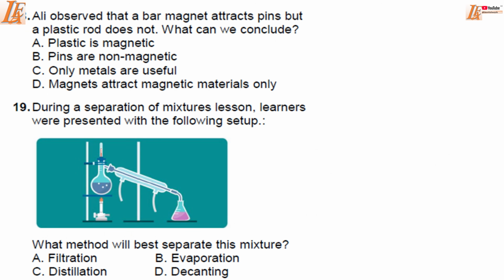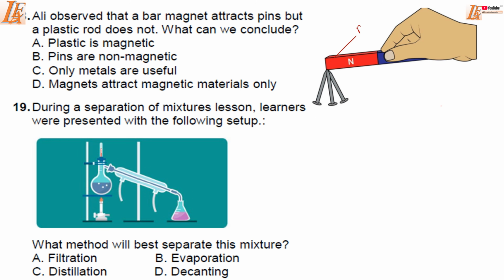Question 18. Ali observed that a bar magnet attracts pins, but a plastic rod does not. What can we conclude? So in this case, Ali observed that if we had a magnet like this, a substance that can attract magnetic materials, then this magnet attracted pins. Pins are example of magnetic material, a material that can be attracted by a magnet. Then in this case, let's look at the options given. A, plastic is magnetic. No, because a magnetic material must be attracted by a magnet. In this case, plastic is not.